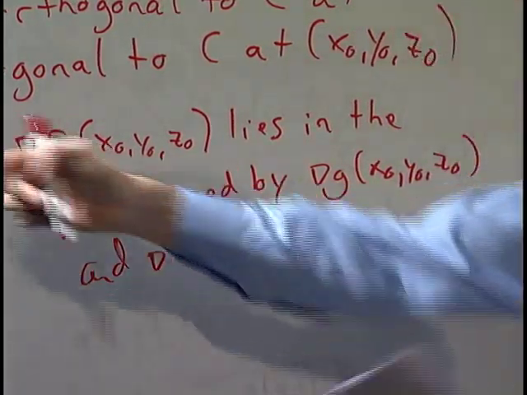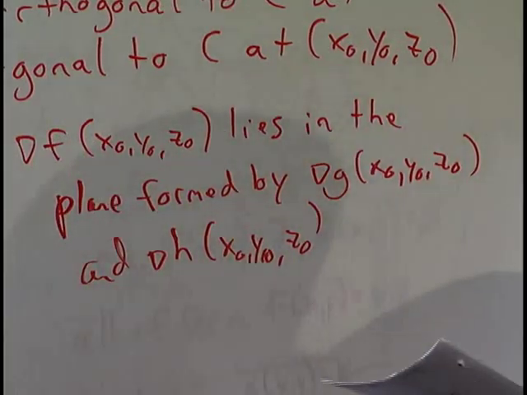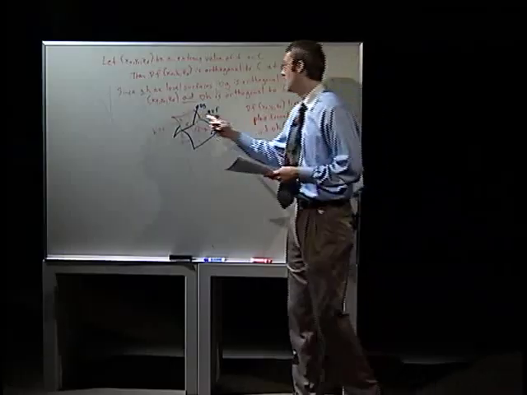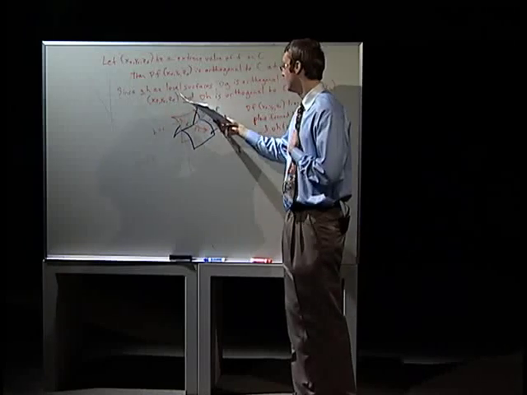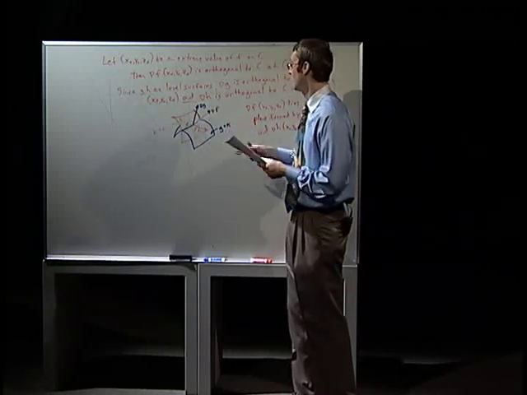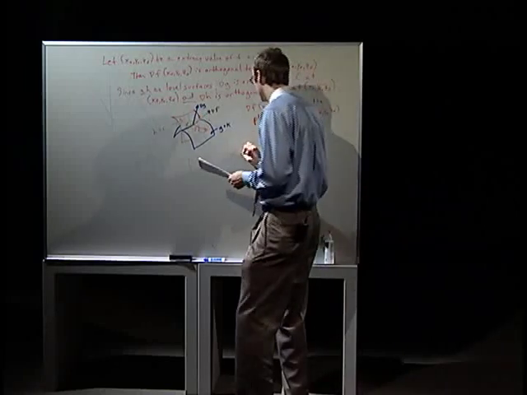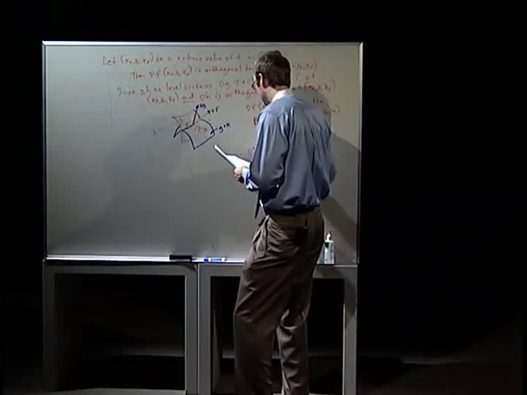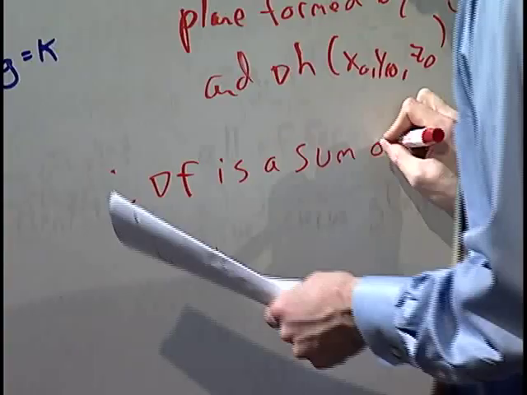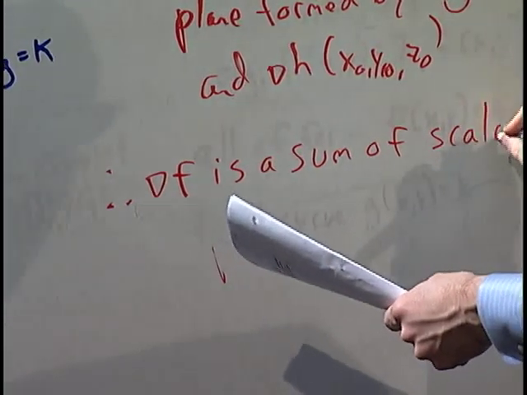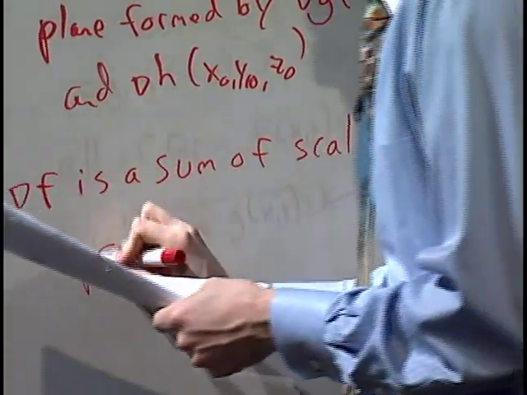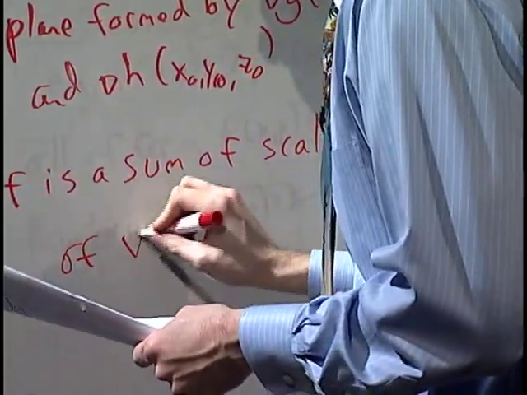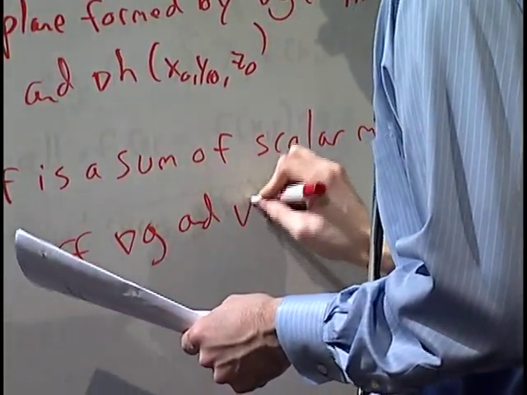It's going to lie in that plane, correct? And so think about how vectors are added up. Gradient g plus gradient f would give you something that lies in the plane. So therefore, gradient f is a sum of scalar multiples of gradient g and gradient h.